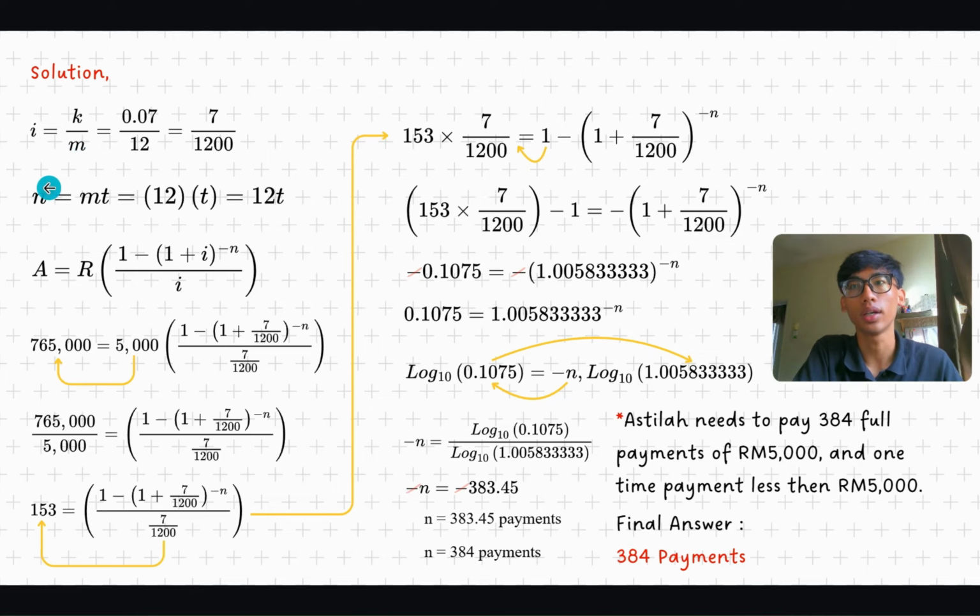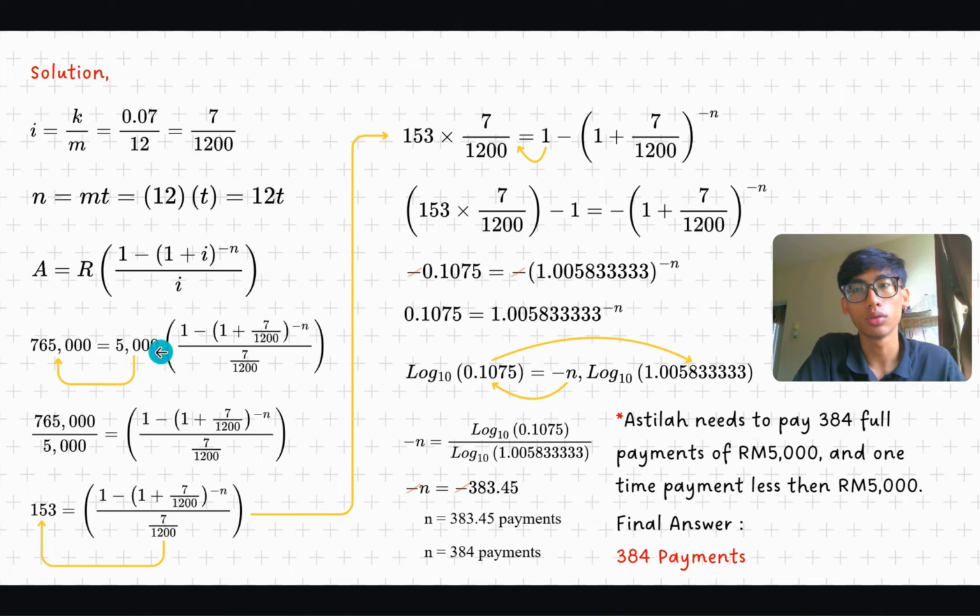First thing, we need to find I. The formula of I is K divided by M. After we simplify I, we get the answer 7 divided by 1,200. Second, we need to find the N. The formula of N is M times T. The answer we will get is 12T. This is the formula we're using for this question.